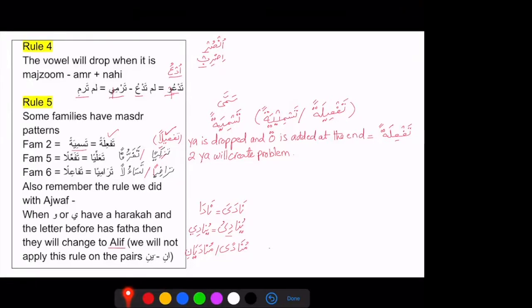Also remember the rule we did with ajwaf. What was the rule in ajwaf? That when waw or ya has a harka and the letter before has fatha, then they will change into alif, right? So nada, we have fatha over here and the letter before has fatha, so it will sound like alif, nada, right? But it is saying that we cannot apply this rule when we are making any pair. For example, we have munadan as a maf'ul, right? And when we are making a pair of it, munadayani, right? So we cannot just say that ya is mutaharrik and before is fatha, so we change it into alif. We can't apply this rule when we are making pairs.